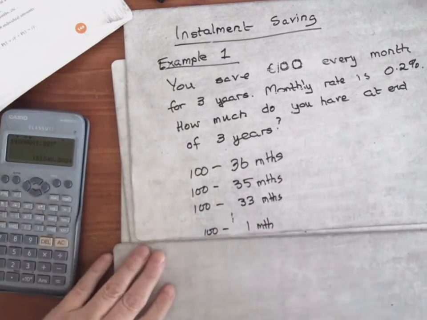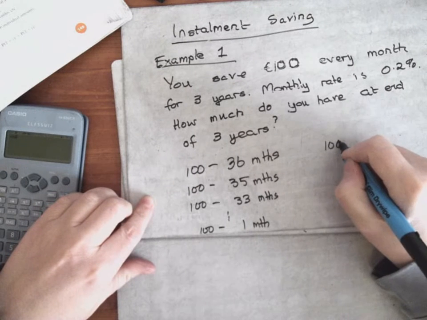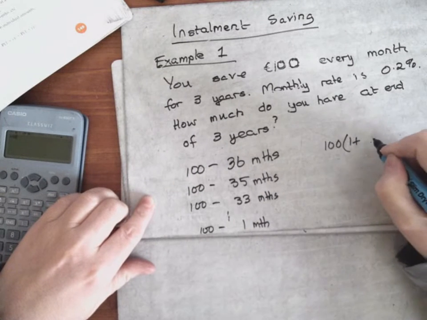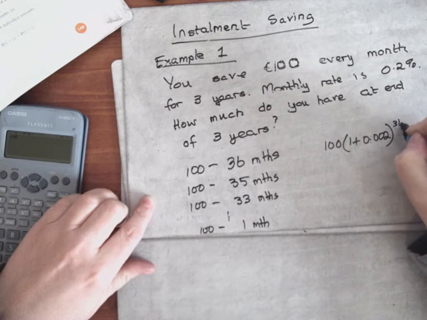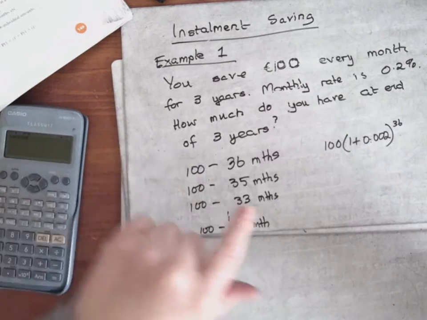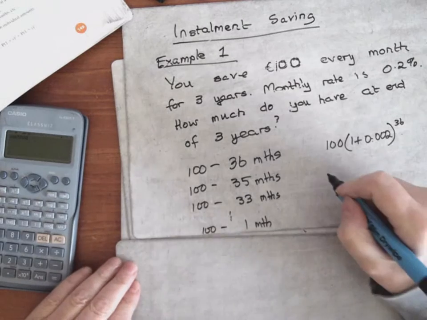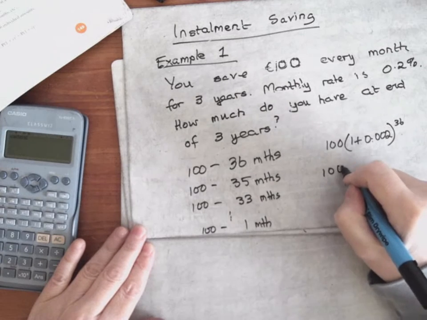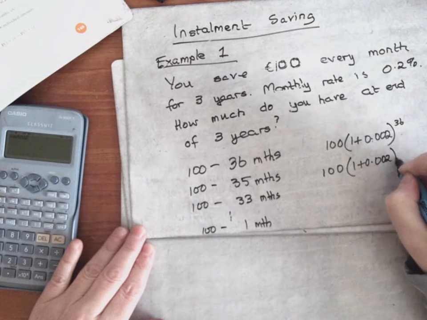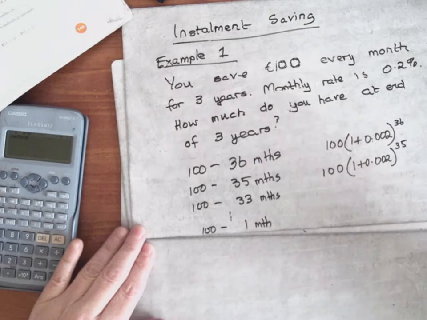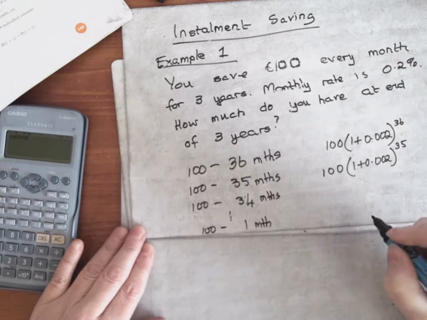So for the first one, you get €100, and it's 100 times (1 plus 0.002) all to the power of 36. That's how much money you'll have at the end if you just put in €100 for 36 months. Agreed? The next one, if you just put in €100 and left it in there for 35 months, that's how much money you would have. The next one, how did I go? 36, 35, 34.